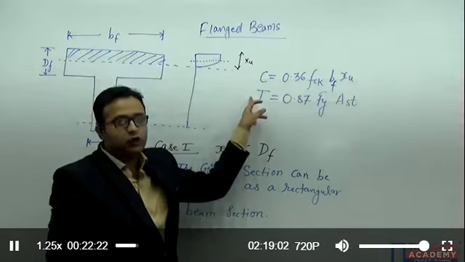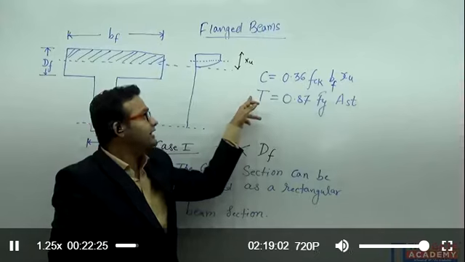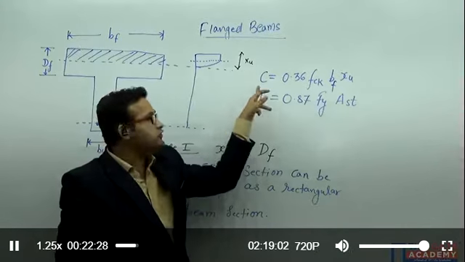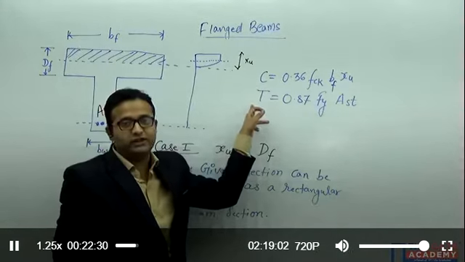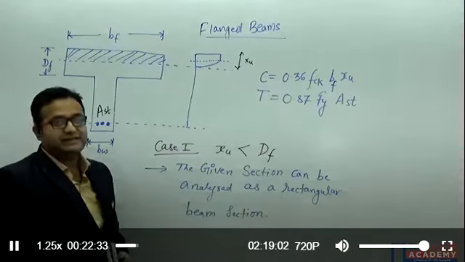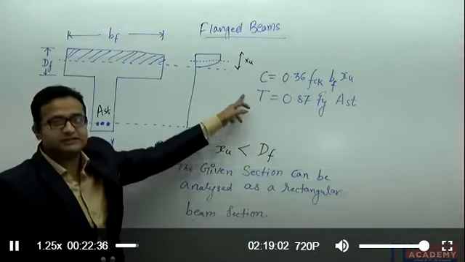These are the simple calculations I know. Already in the last lecture we have studied how to calculate the total compressive force and the total tensile force for the given rectangular section in the limit state of collapse in flexure. This already we have discussed.